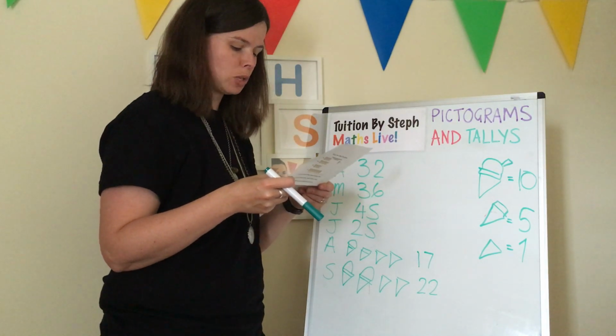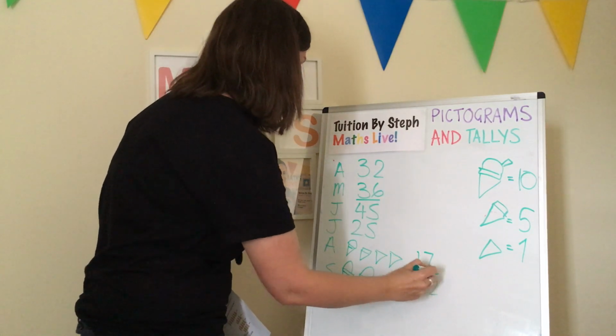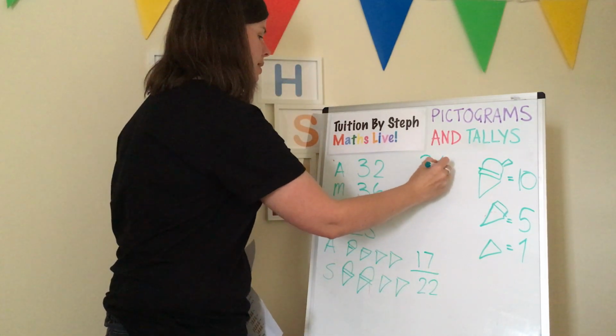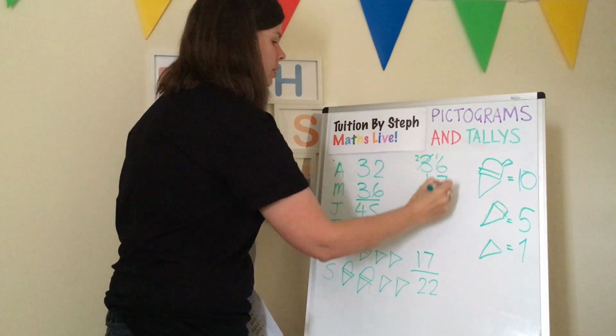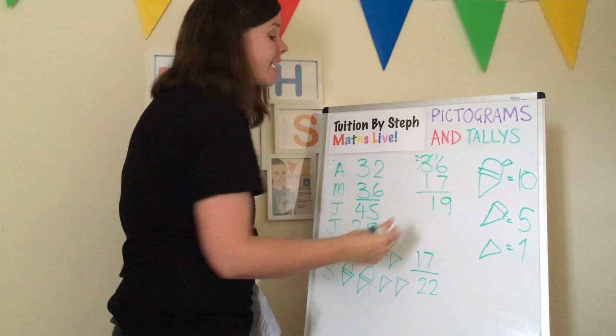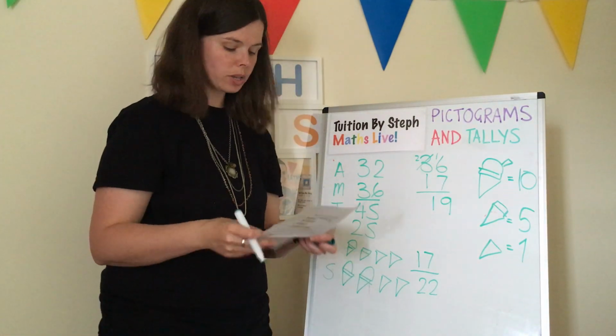How many more ice creams were eaten in May than August? So we have to do 36, take away 17. That's 19. 19 more were eaten in May than August.